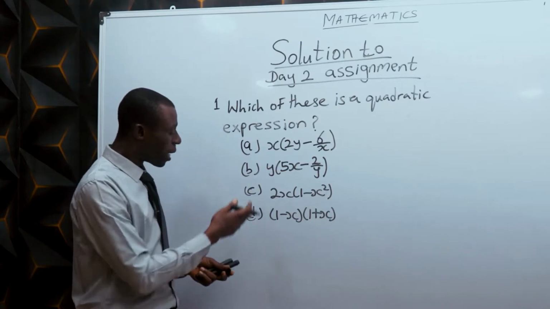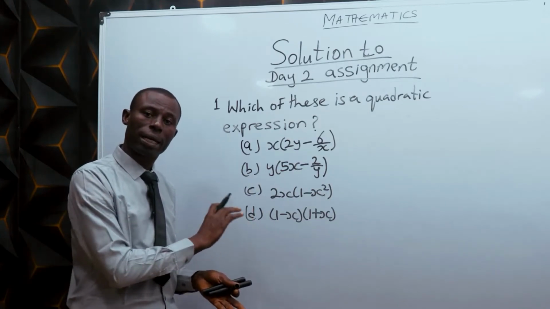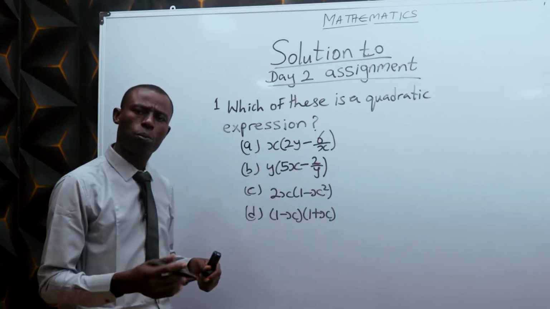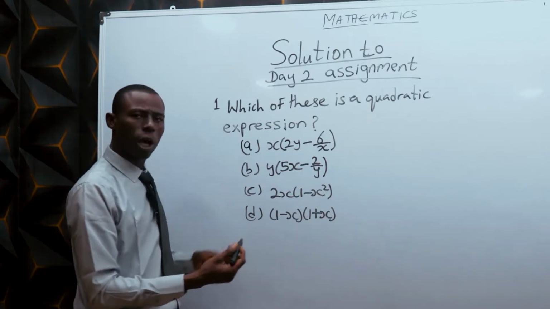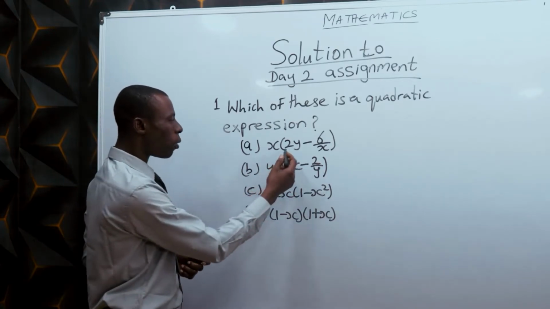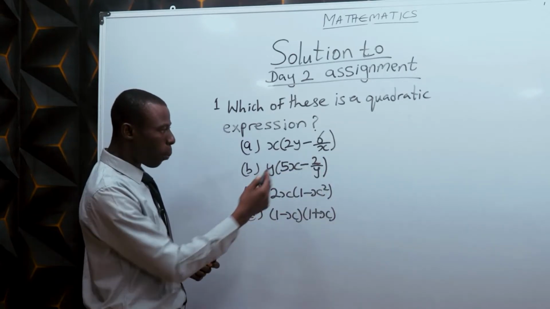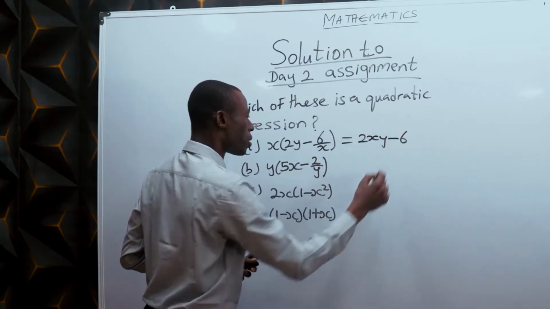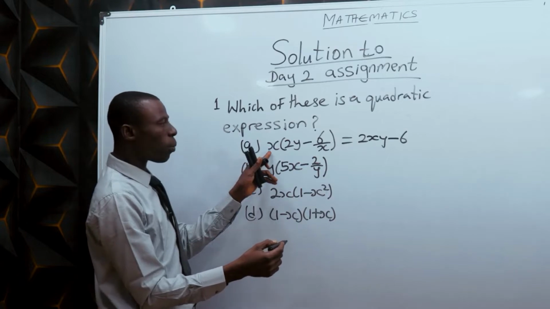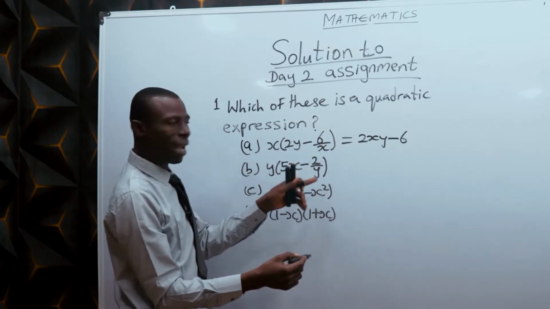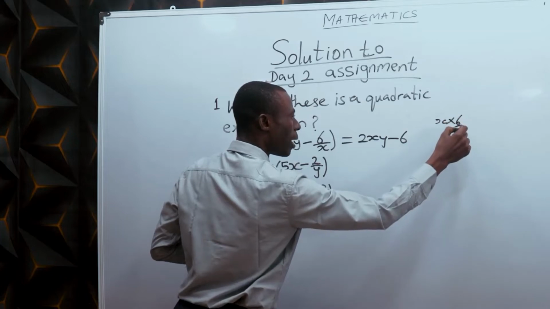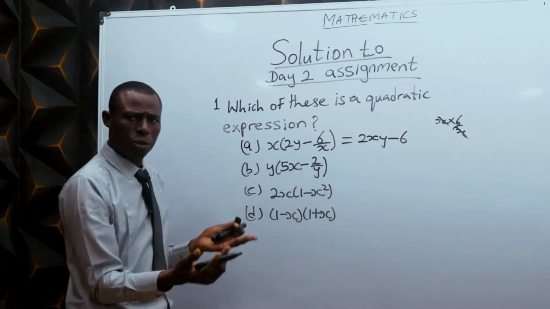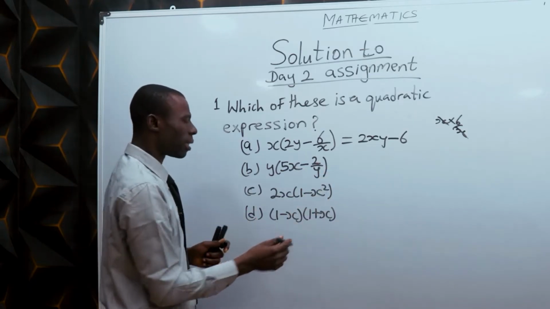From option A to D, they are all qualified to be expressions because they do not have an equal sign. Now, which of them is qualified to be a quadratic? Let's see. Expand this bracket. This one will give us 2xy minus 6. By the time you use x to multiply 6 over x, this x will cancel this x. You have only 6 left there. So you can see that there is no power 2 in this, so it is not a quadratic expression.